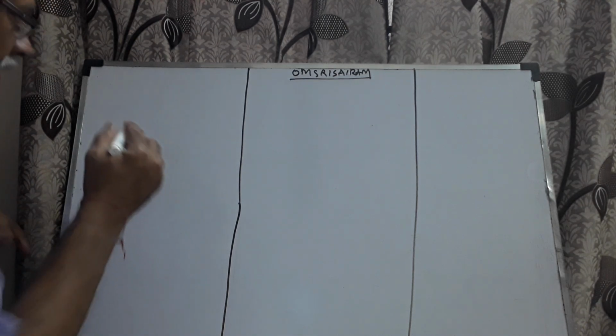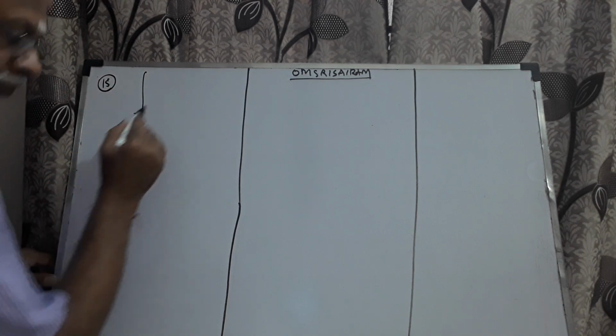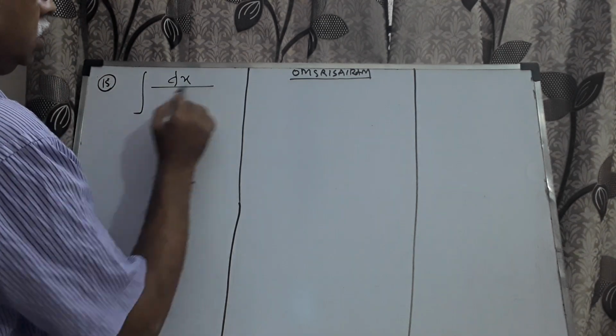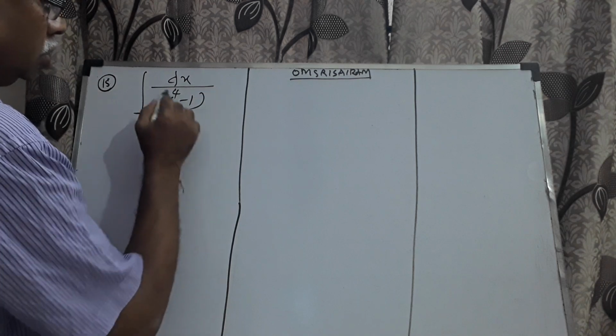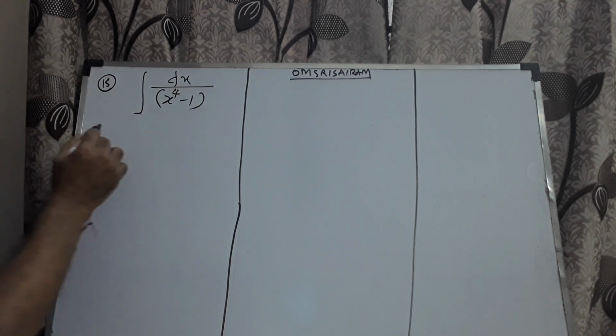In this particular video presentation, we will continue with the remaining problems from exercise 7.5 on integration from the NCERT textbook. The first problem meant for today goes like this: integral dx by x power 4 minus 1. Practically speaking, I am supposed to apply partial fractions, but I'll give you an easier method.